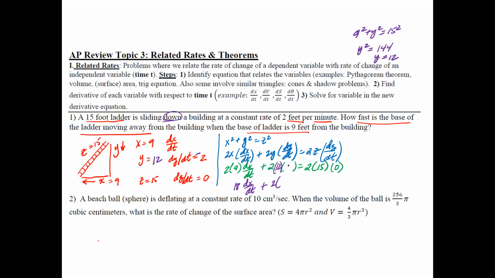And the dy over dt is going to be a negative 2. So 24 times negative 2 is going to give me a negative 48, and then equal to 0. And then if I just go ahead and solve for dx over dt, which is the change of the base of the ladder. Since the question is how fast is the base of the ladder moving, that is what I'm trying to find. That's going to be positive 48 over 18, which is actually 8 over 3 feet per minute. And that is your answer.